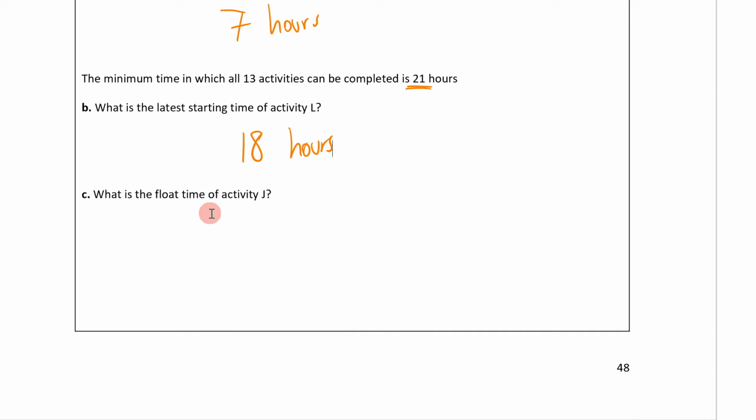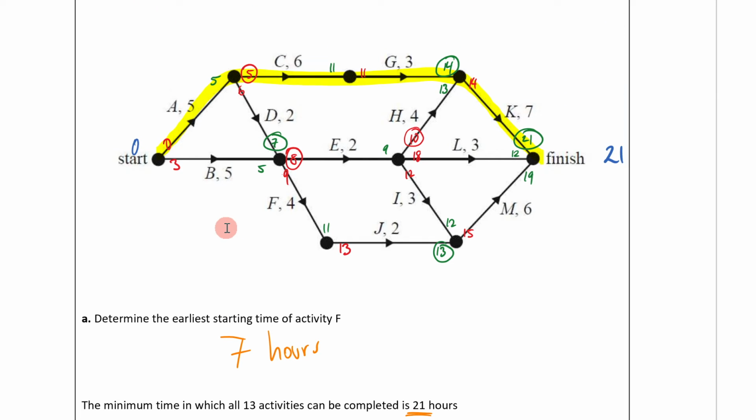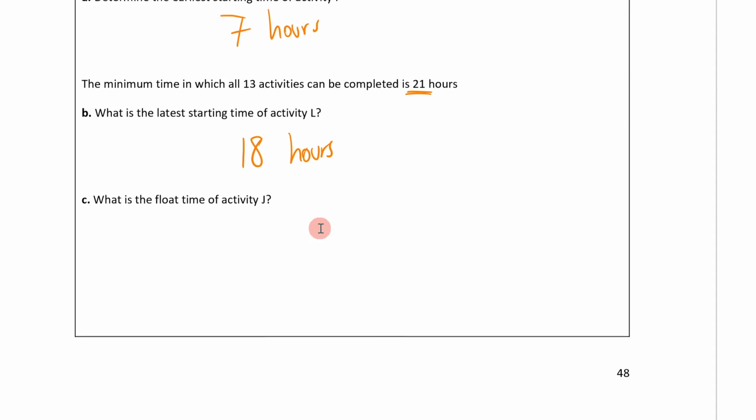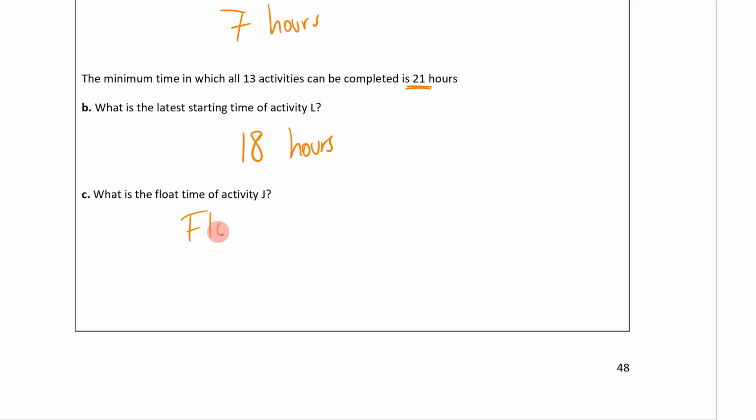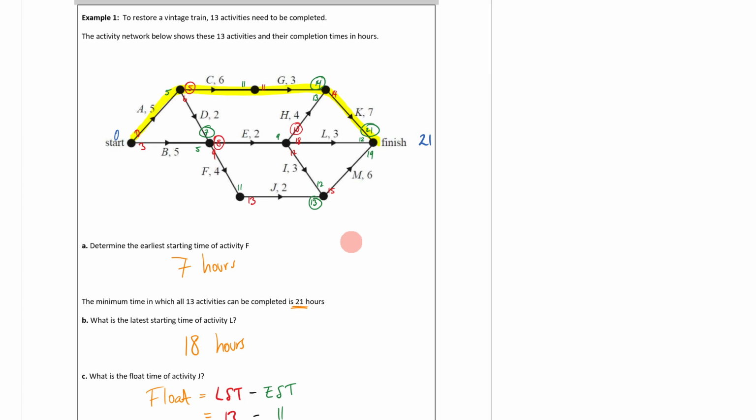What is the float time of activity J? Where is activity J? Can you see it? There it is. It will be 13 minus 11. Remember, the way that you find the float is you take your LST and subtract your EST from it. So the EST would be 11 and the LST will be 13. 13 minus 11 will be 2. Perfect. So those are those questions right there.